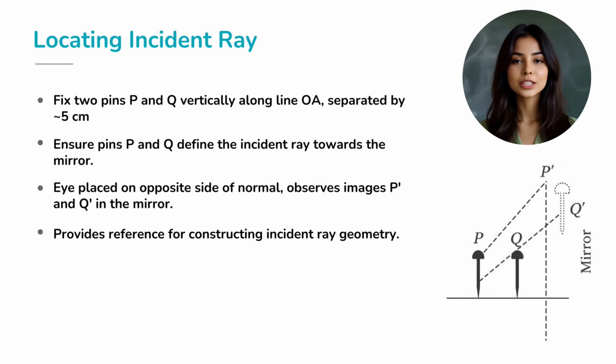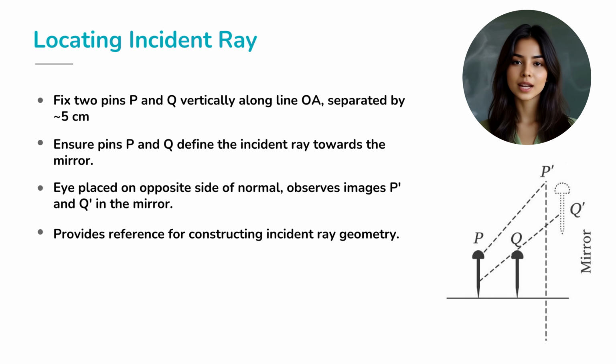Now let's trace the incident ray. We fix two pins, P and Q, vertically about 5 cm apart along the line OW. These two pins act as markers showing us exactly where the incident ray travels towards the mirror. Then, we peek from the other side of the normal and spot their images in the mirror, P' and Q'. These virtual images help us see where the reflected ray should emerge.